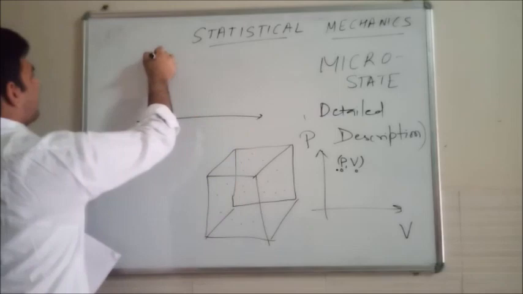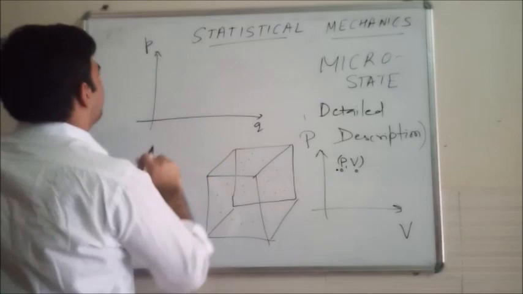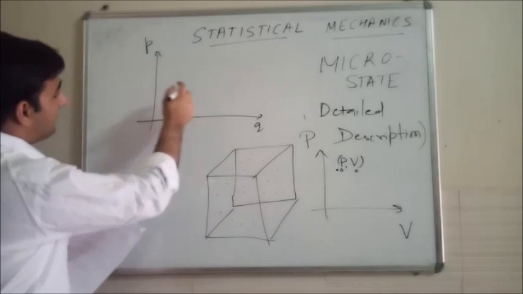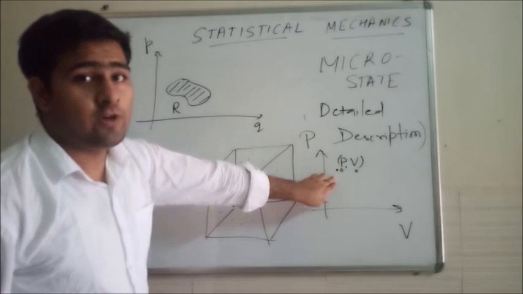So that's the P. That's a 6N dimensional phase space. I cannot draw that on a 2-dimensional plane, so that's just a pictorial representation. So for constant energy, it will be the region R that has points on it that will correspond to a single point, P0, in this PV diagram.